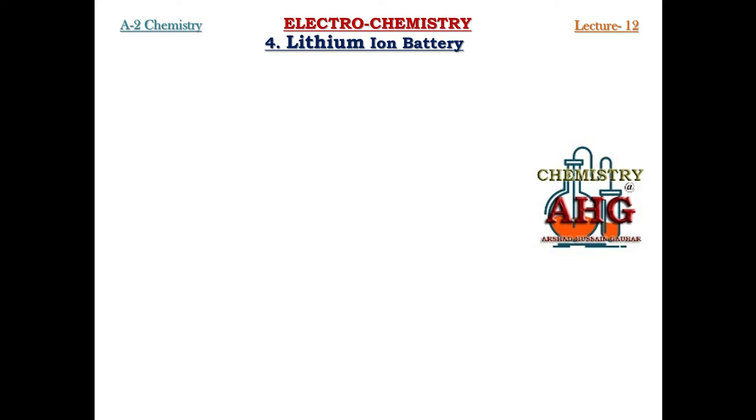You must remember, composition means to mention the material of which the anode and cathode are made, and what electrolyte is used in this battery. The anode in this battery is made up of porous graphite, and the cathode is made up of a transition metal oxide.